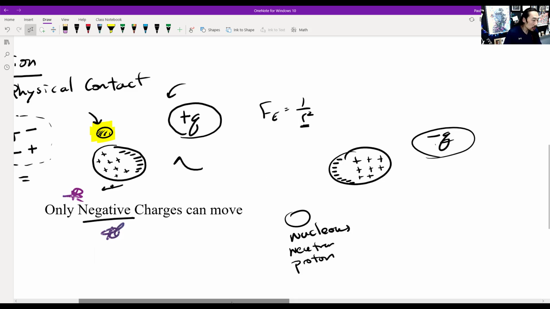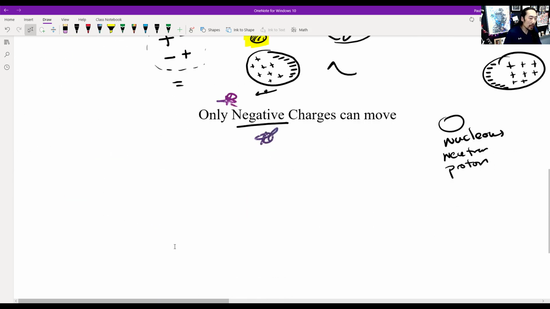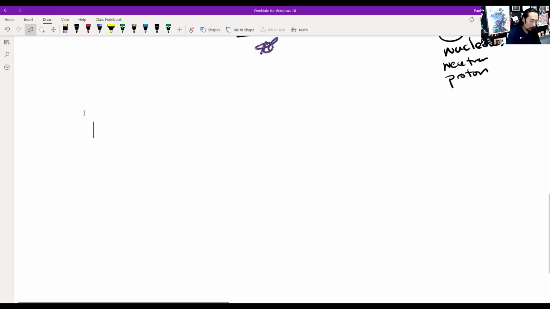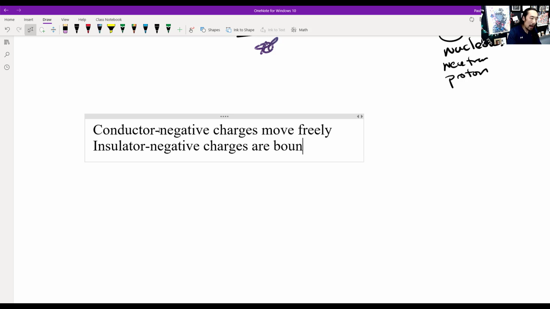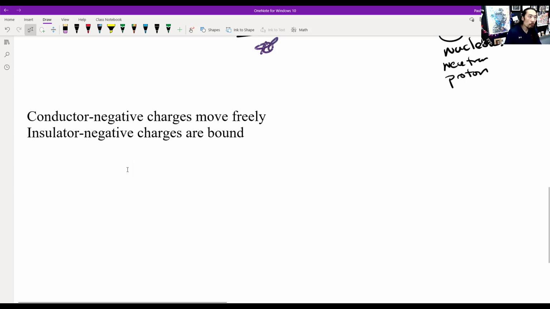Now, the amount that they can move, this comes into the idea of two different kinds of material. The first kind of material is what we call a conductor, and the second kind of material is what we call an insulator. So for the conductor, the negative charges move freely, and I'll show you an example of what that means. In the insulator, the negative charges are bound, so they do not move freely. The most common conductors that we use are pieces of metal. So let's say we had a metal rod here.